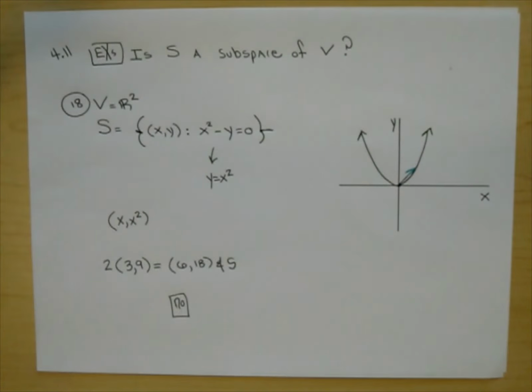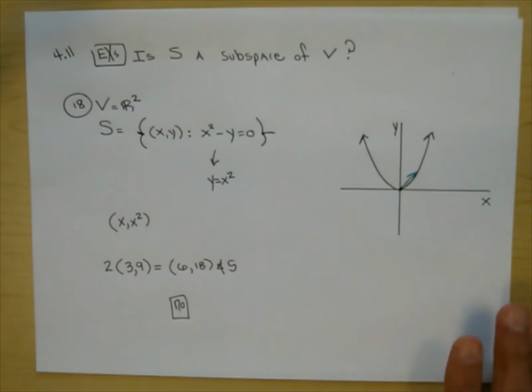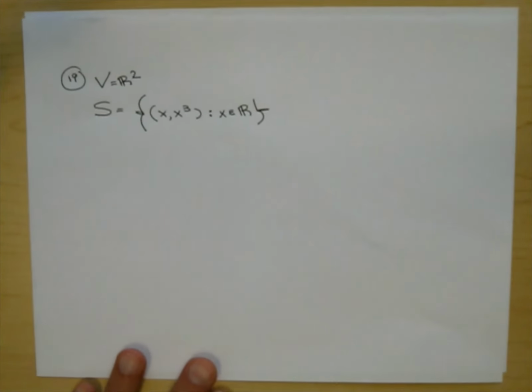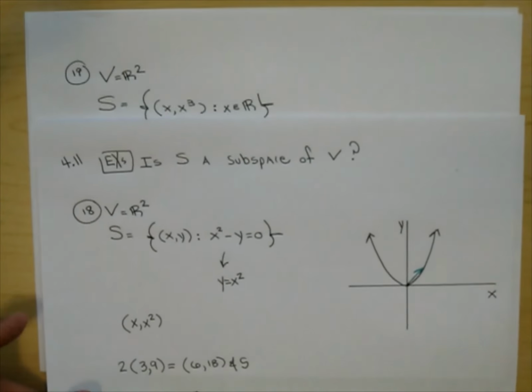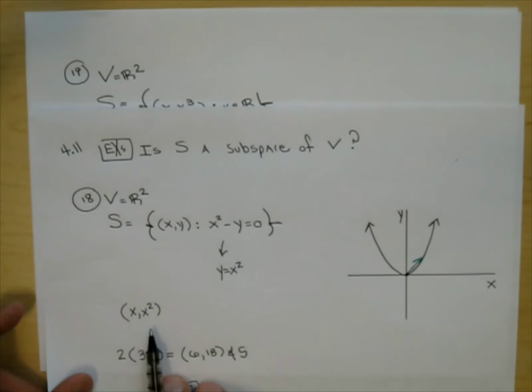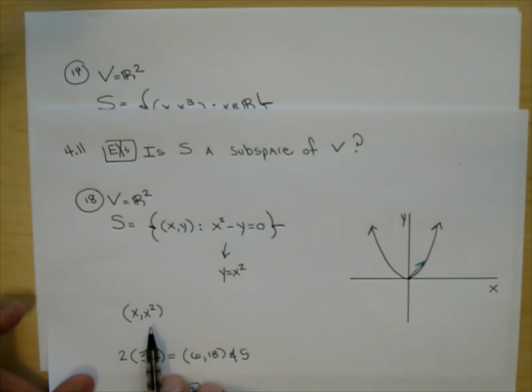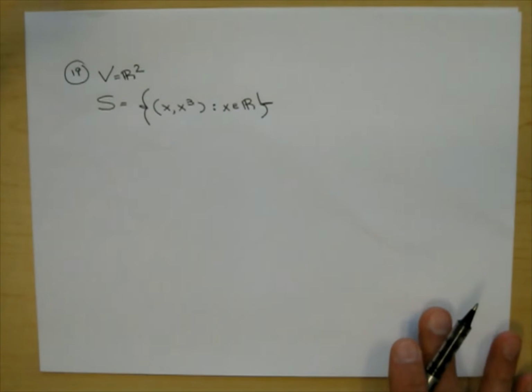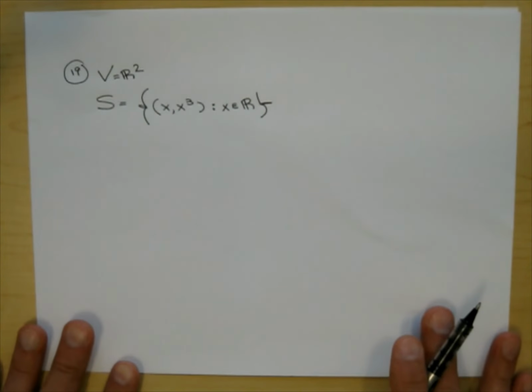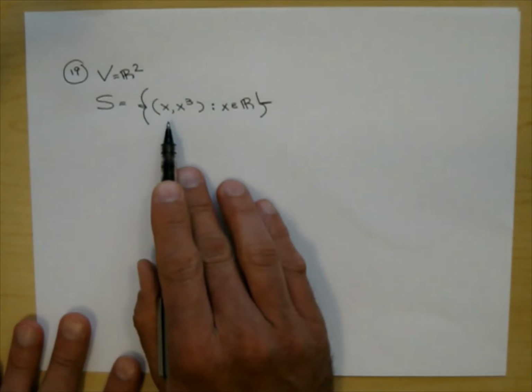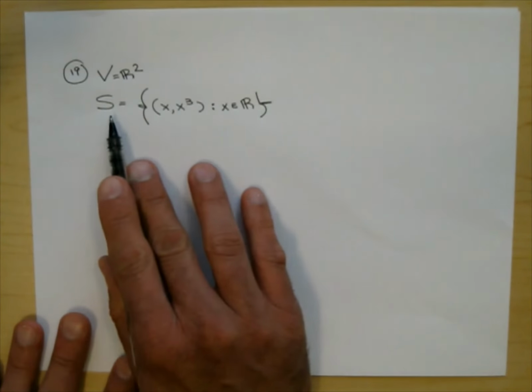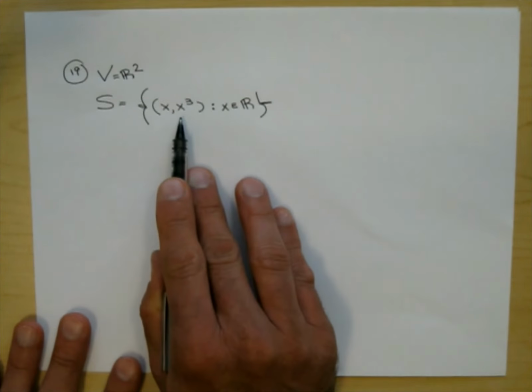Let's go ahead and do another problem. Oh, the very first thing we should have done is we should have seen if 0, 0 was in that set, and it was. So that's how I'll start this one. Is S a subspace of V? Does 0, 0 belong in S? And it does, because you have 0 and 0 cubed.